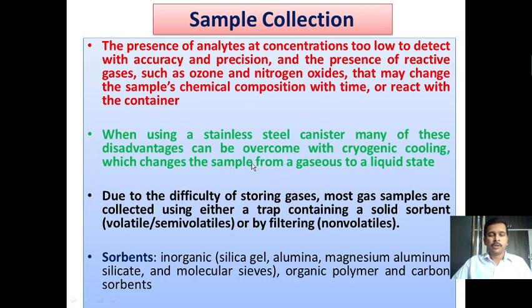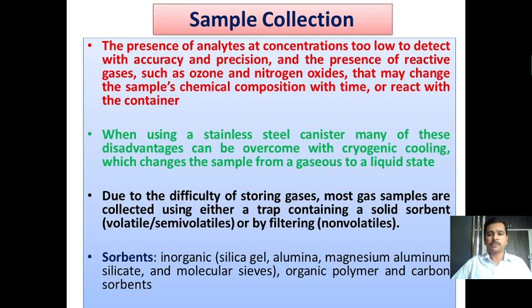Therefore, in order to avoid this, when we use a stainless steel canister, these disadvantages can be overcome by following the cryogenic cooling process. Cryogenic cooling simply means lowering the temperature from a higher temperature to a lower temperature. The gaseous components which are present in the atmosphere can be converted into liquid samples. So you can collect the sample by the cryogenic cooling process.